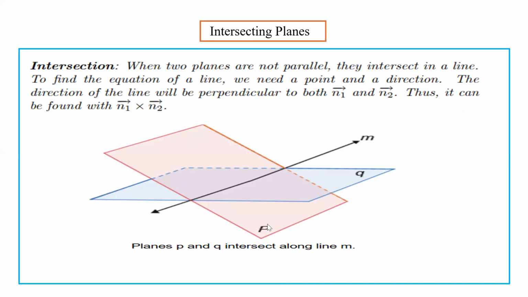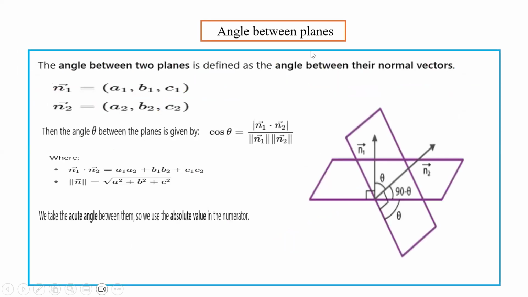Here we have a diagram showing two intersecting planes, and how they intersect at a line. We can see that planes P and Q intersect along the line M. We're going to take a look at the angle between planes now, and then we're going to work examples. The angle between two planes is defined as the angle between their normal vectors. So let's say we have two normal vectors, N1 and N2. N1 is (A1, B1, C1), and N2 is (A2, B2, C2).